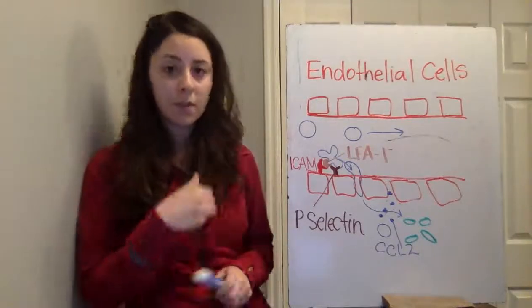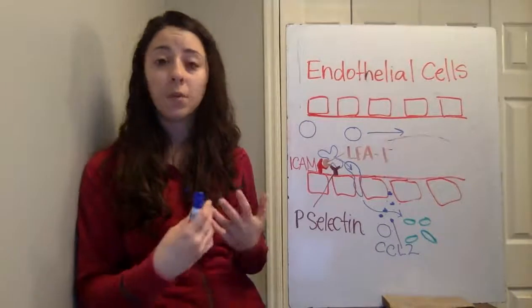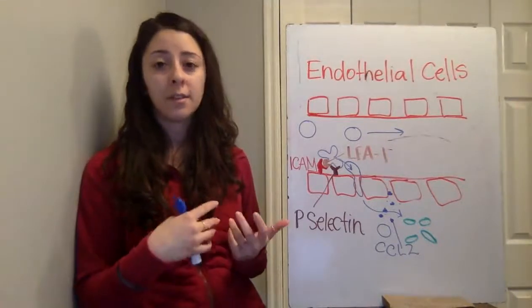And the third question, I'd like you to name a chemokine that's important for the trafficking of immune cells to the site of inflammation. And the one that we discussed in this lecture is CCL2.